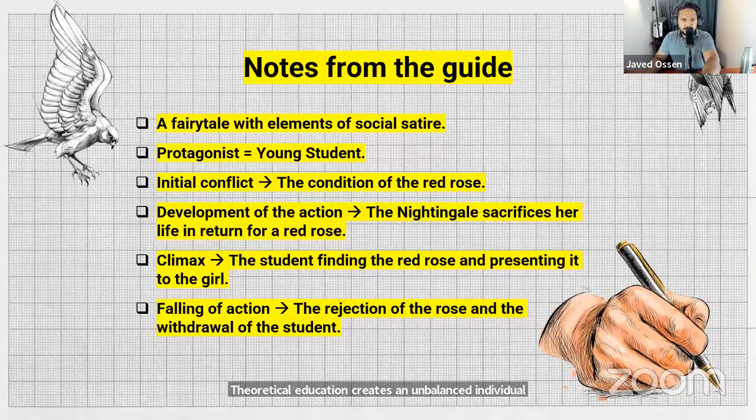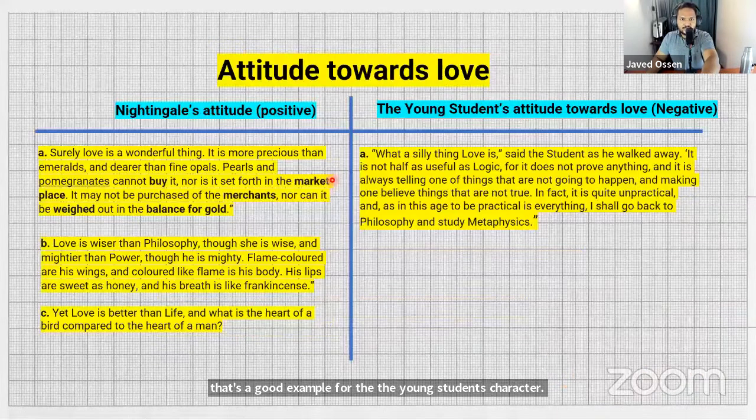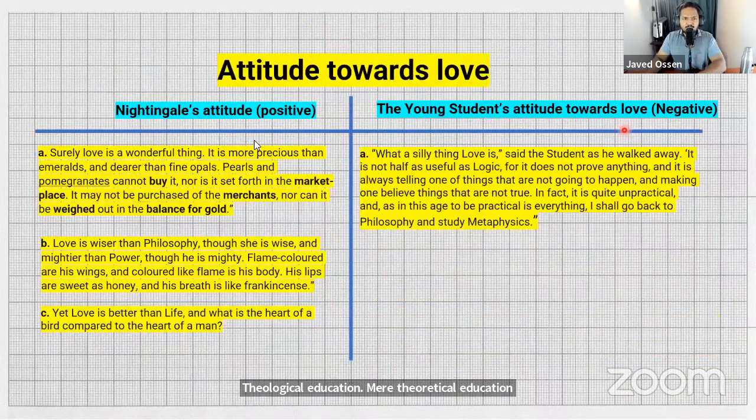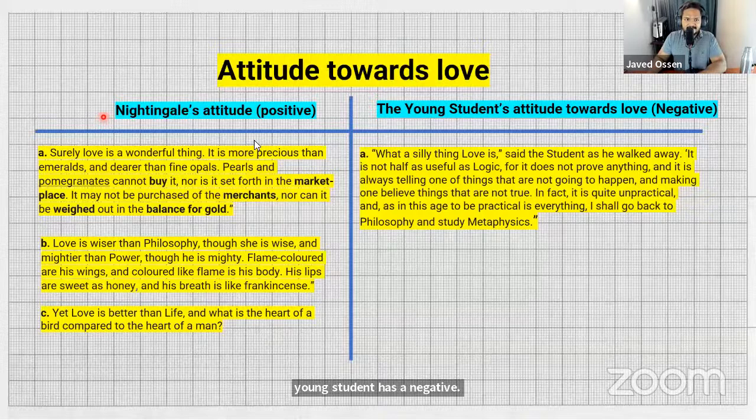Mere theoretical education creates an unbalanced individual. In the ending, the young student has a negative attitude towards love. Hope you understand that, okay? Hope that makes sense. You guys are right, right, Amra? It is useless. The Nightingale's sacrifice is useless.